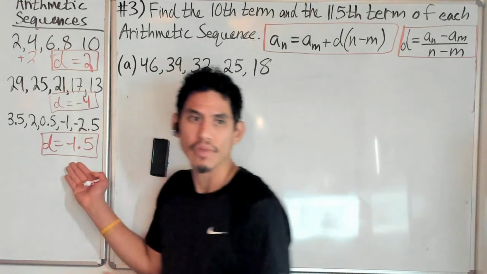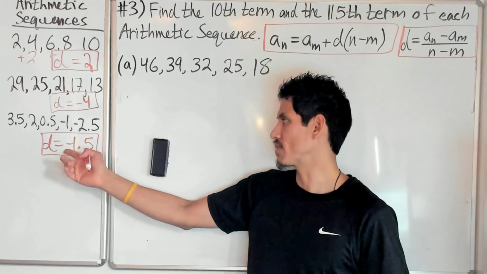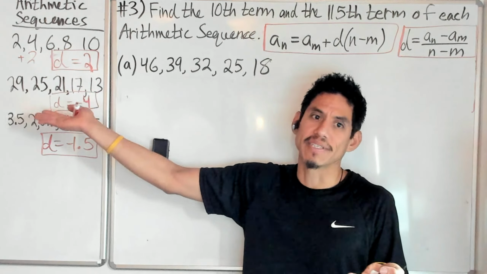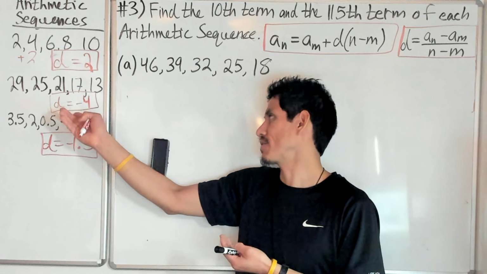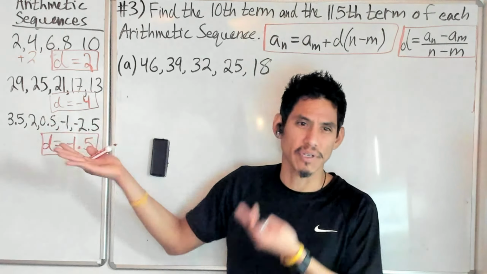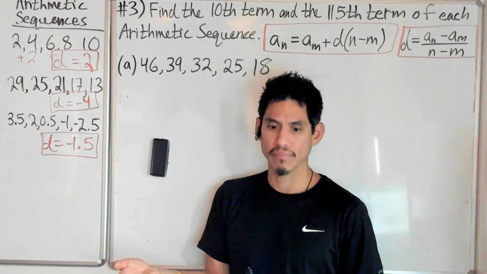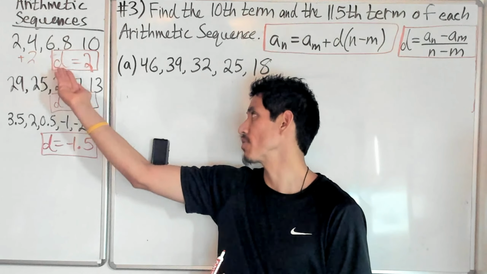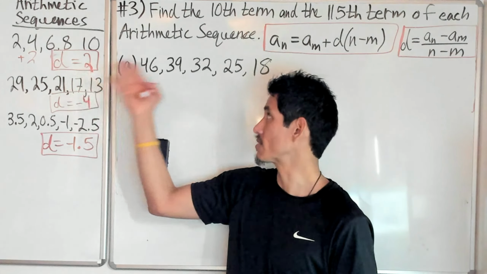So it doesn't matter if our common difference is negative or positive. We can think of it as adding a positive, adding a negative, or subtracting a positive. Just don't get too hung up on that. But textbooks are pretty much always talking about adding, because you can add a positive number, you can add a negative number.